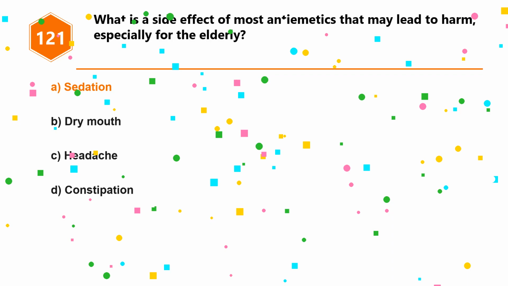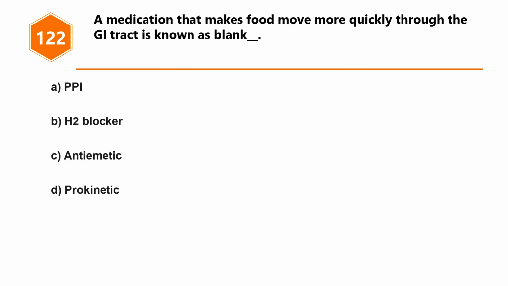The correct answer is option A. Sedation. Question 122. A medication that makes food move more quickly through the GI tract is known as blank. Option A. PPI. Option B. H2 blocker. Option C. Antiemetic. Option D. Prokinetic.